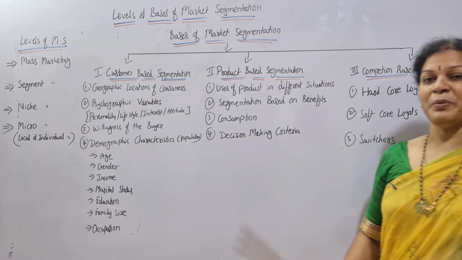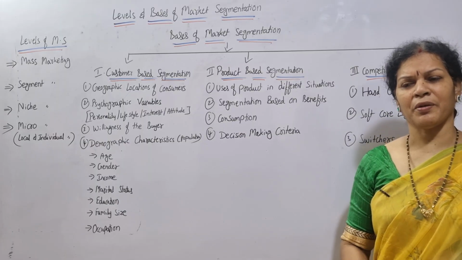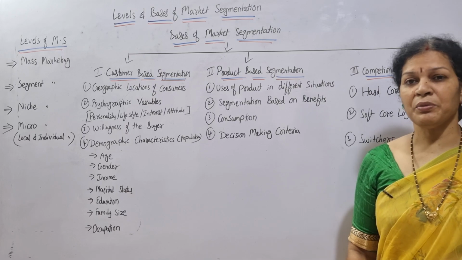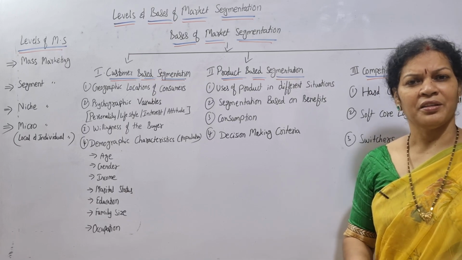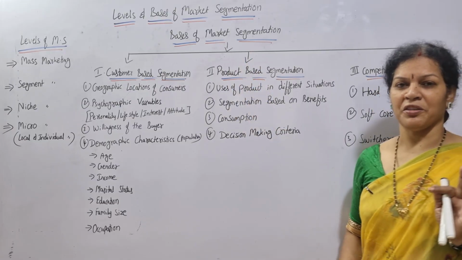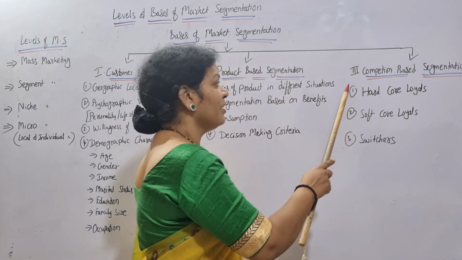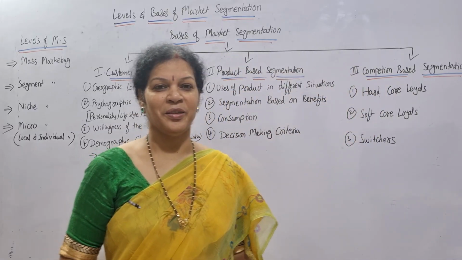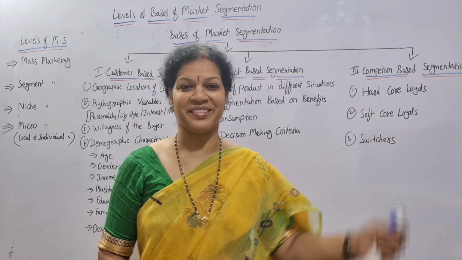Second one is product based segmentation. One product we are having, and that product, we want to present in different ways, different quantities, different qualities. That is only product based segmentation. Customer based, product based, and the third one is competition based segmentation. Easy to remember: customer based, product based, competition based.